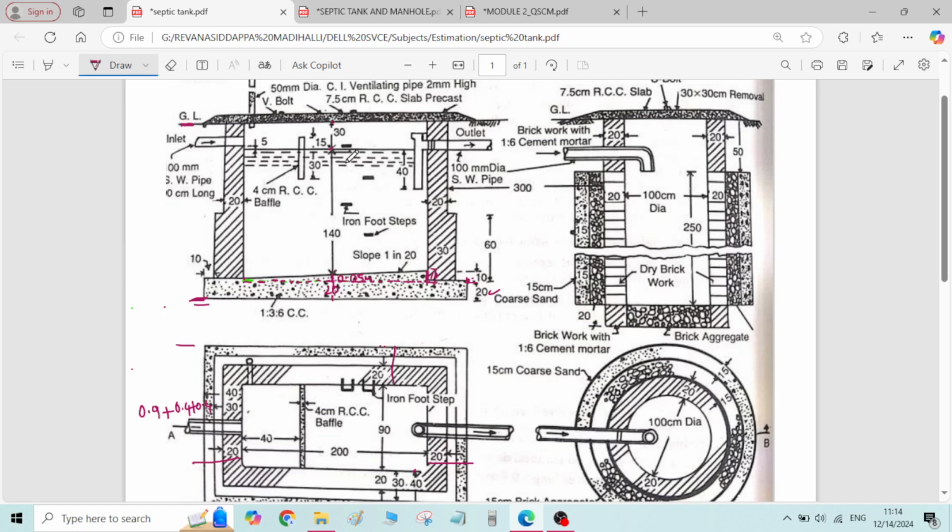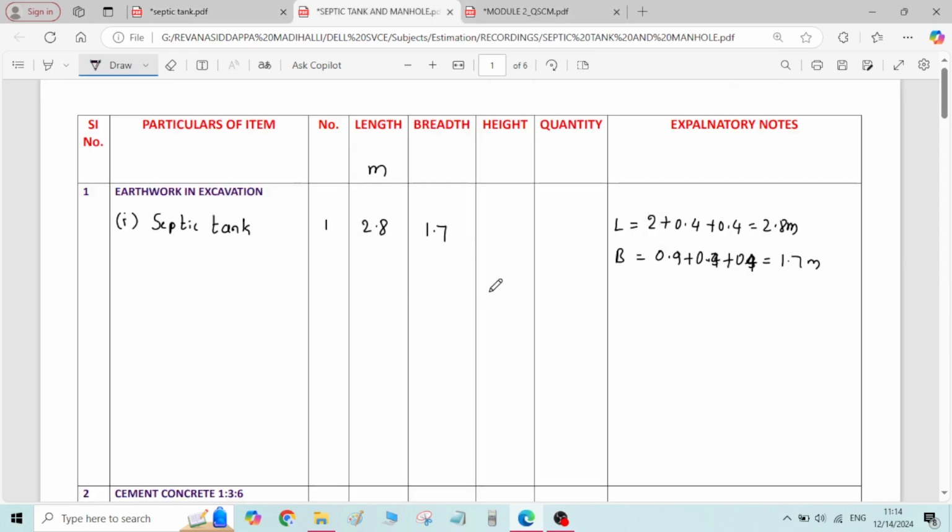Okay. Total height of the excavation is 30 centimeter, 0.3 meter, plus 1.4 meter, plus 0.05 meter, plus 20 means 0.2 meter. Okay. I'll write the same calculation here. Total height of the excavation H is equal to 0.3 plus 1.4 plus average height 0.05. If you want, I'll write the detailed calculation.